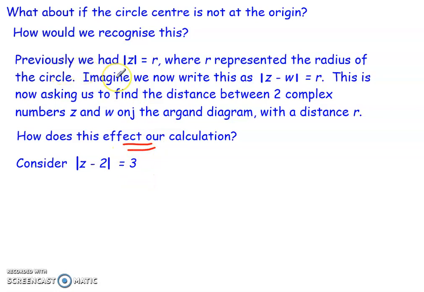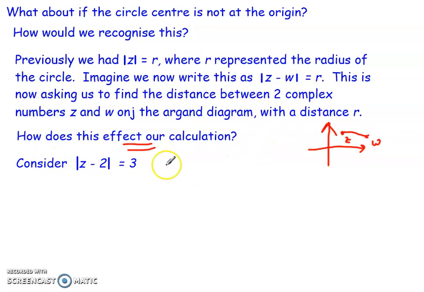And we want to ask ourselves how it will affect our calculation. Well, if we previously think of the fact that we had modulus of z equals r representing the radius of the circle, what we're going to do is imagine that we are writing it as modulus of z minus w equals r. What this is asking us to do is find the distance between two complex numbers z and w on the Argand diagram with a distance r. So you can imagine I've got my complex plane there, I've got a number there, z, so my complex coordinate there, and I've got another one, let's say it's w there, and that there is the distance between them.